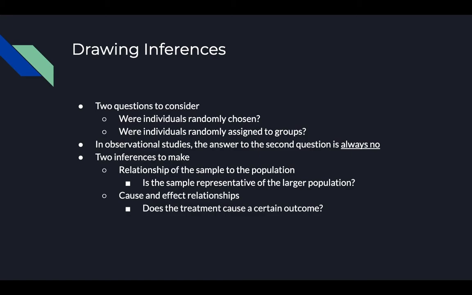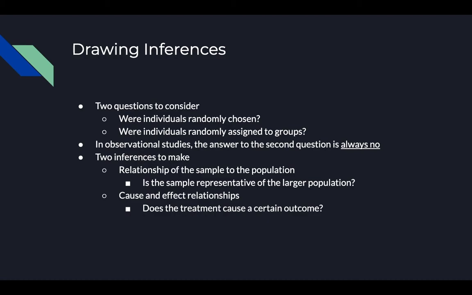The second question is, were those individuals randomly assigned to groups? Once we have collected the individuals from the overall population, we have our sample size, and the question is whether those individuals were then randomly separated into groups. In observational studies, when you're not assigning treatments to certain groups or creating groups, the answer to the second question is always no. That's because there are no groups in observational studies: you're not assigning treatments to anything, so you cannot extrapolate that answer to be yes.